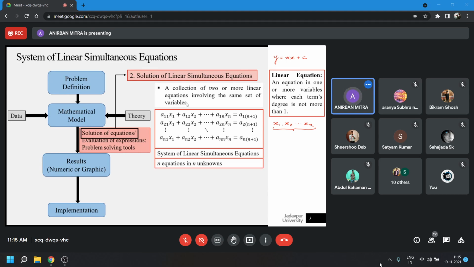As already mentioned, this is a system of n equations in n unknowns, where the unknowns are the xi's and the coefficients are the a terms. So aij, these are the coefficients. So obviously a11, a12, a21, these are all the coefficients.